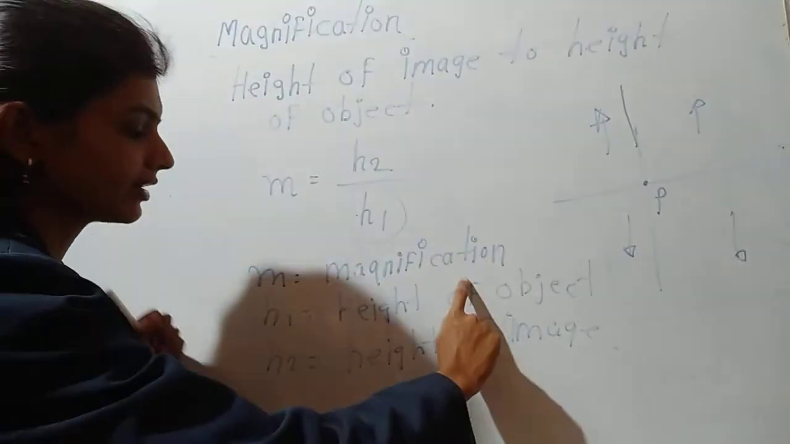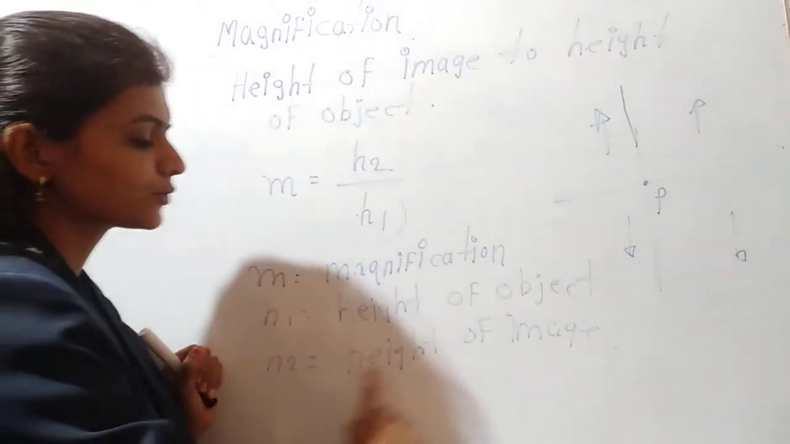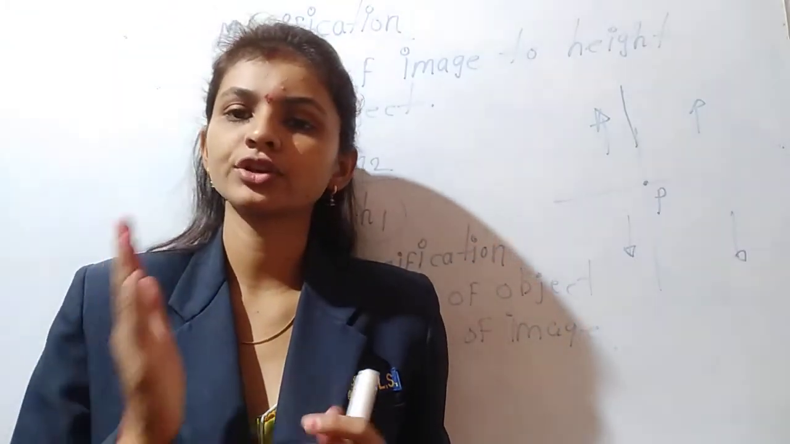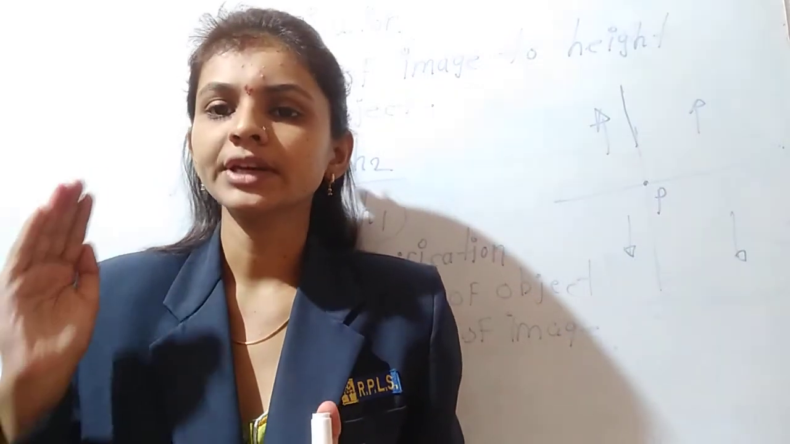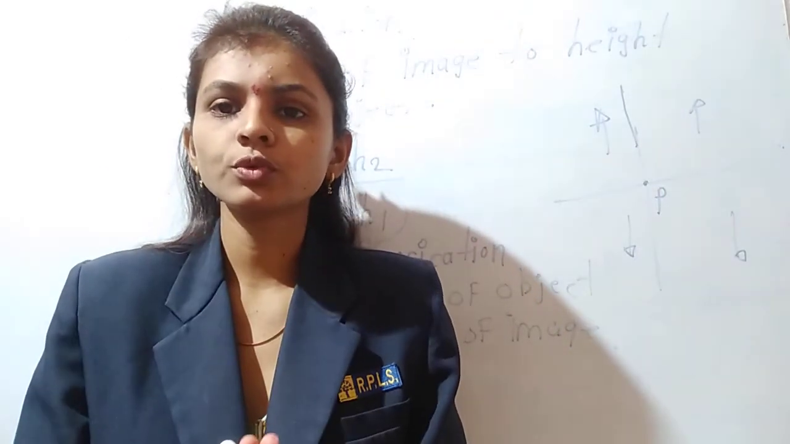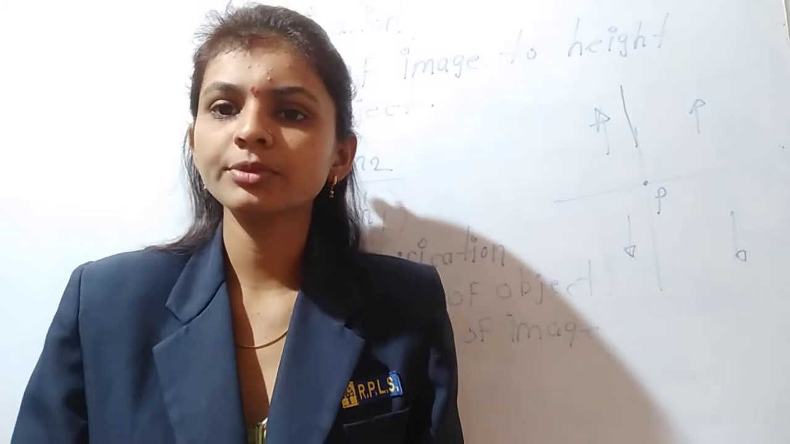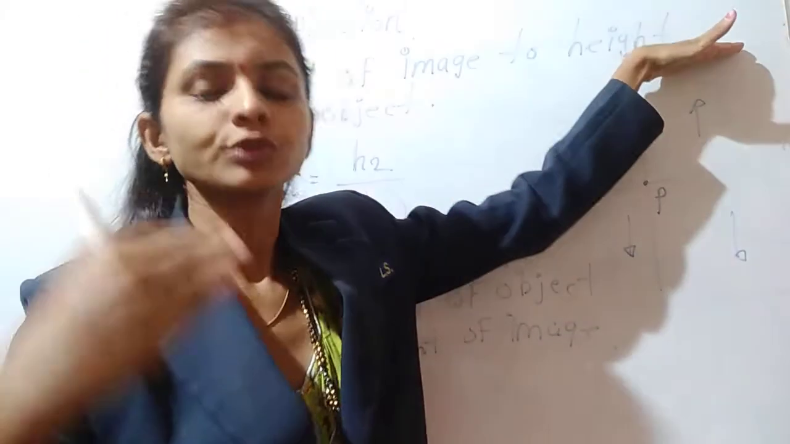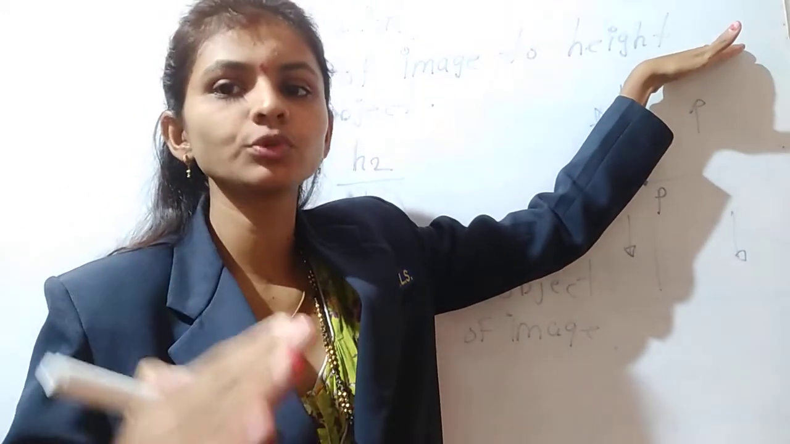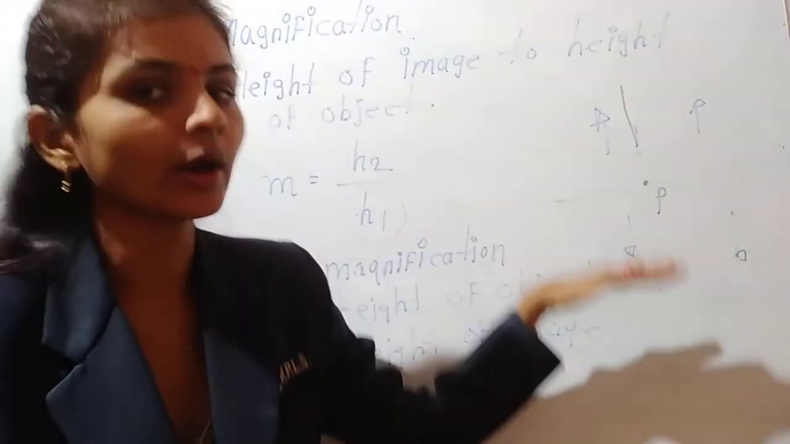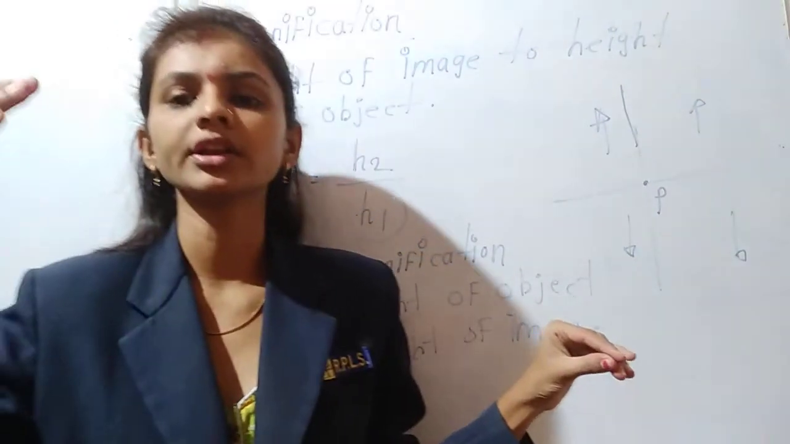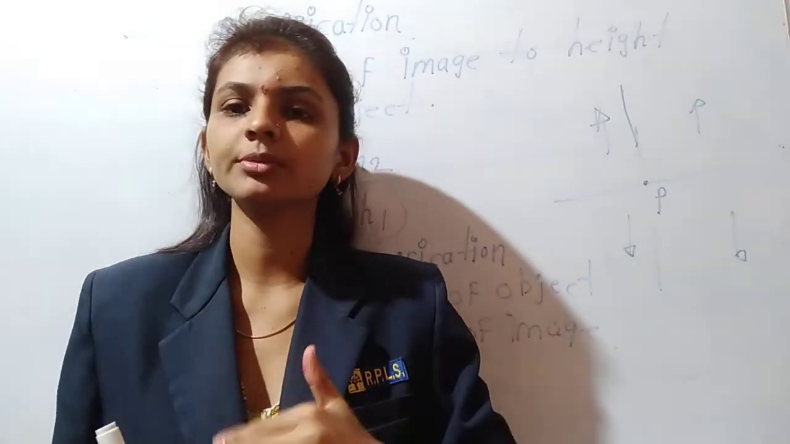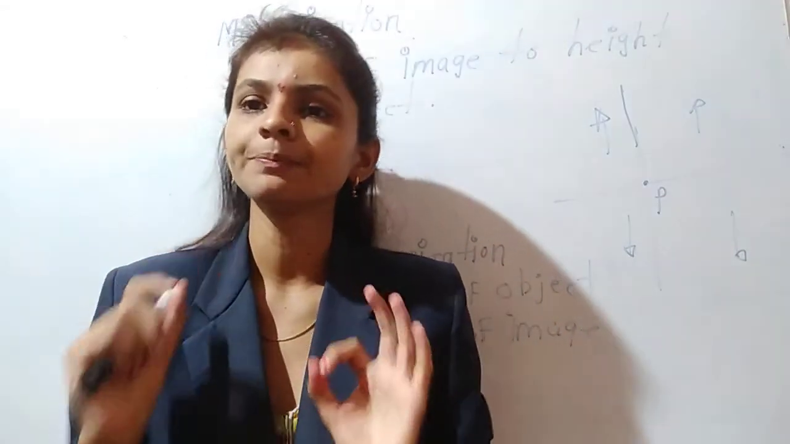Here m is the magnification, h1 is the height of the object, h2 is the height of the image. Again, two conditions are there: magnification is positive or magnification is negative. When is magnification positive? If we get a virtual image, that means the image is above the axis, then magnification has a positive sign. If the image is below the axis, suppose a real and inverted image, then obviously that image is on the downside.